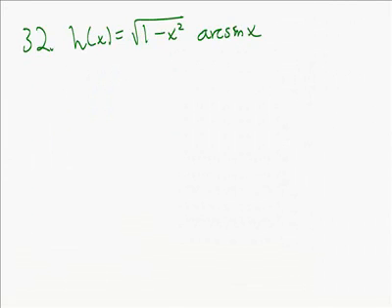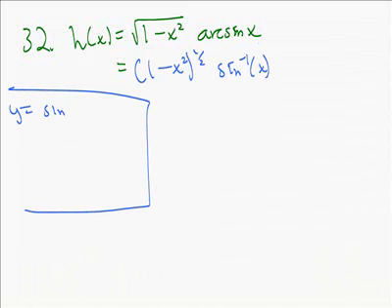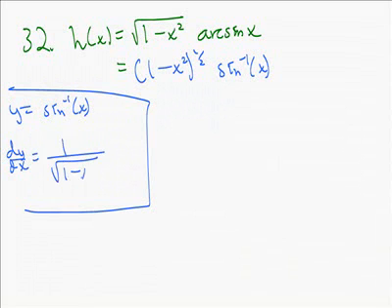Let's try 32. We have h of x is equal to the square root of 1 minus x squared times the arc sine of x. Now, arc sine of x is the same as the inverse sine. In fact, let's rewrite this whole problem a little bit differently. Let's write it as 1 minus x squared to the 1/2 times the inverse sine of x. Now again, we know what the derivative is of the inverse sine. It was given to us. So off to the side here, let's remember that if y is the inverse sine of x, the derivative y prime, or dy dx, is equal to 1 over the square root of 1 minus x squared. Let's take that back up here.